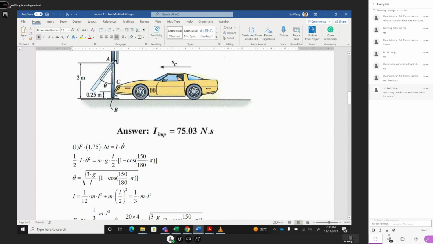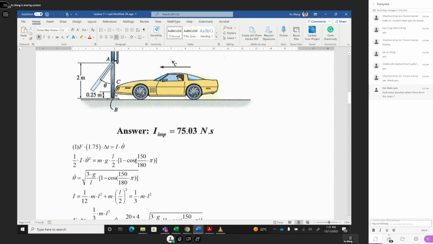If you study this, this is your pivot point. The total rotational inertia term, half of I omega square, should be equal to mgh. This mgh is tricky: it is for half of L, times 1 minus cosine 150. Because 150 degrees, you have to change it to radians, so multiply by pi divided by 180. So 1 minus this should be this distance, but since you studied the middle point, you should multiply by half.